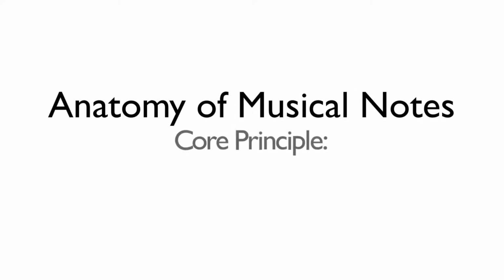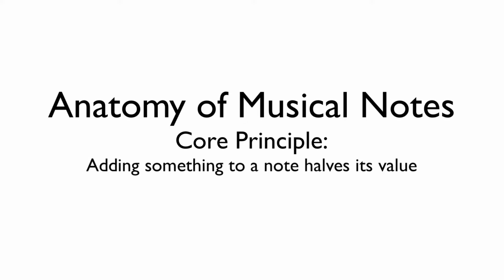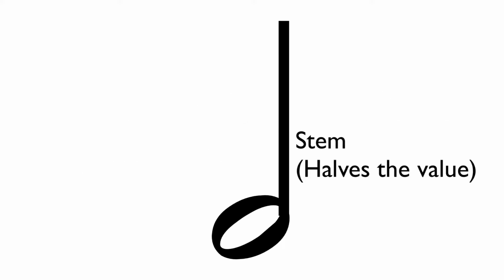Let's start with the note head. The whole note is just a note head with a value of 4 beats. A core principle of note anatomy is that when we add something to a note, it halves its value. Let's see how this plays out. If we add a stem to our whole note, we create a half note. Adding the stem halves the value of the whole note, so our half note has a value of 2 beats.